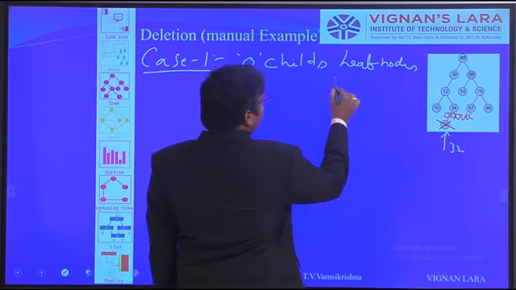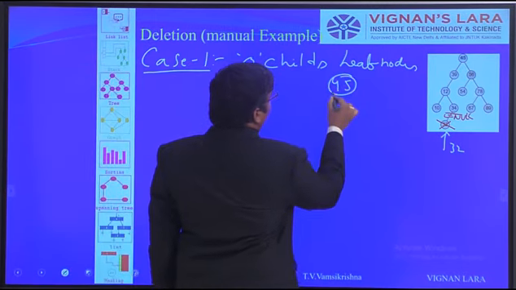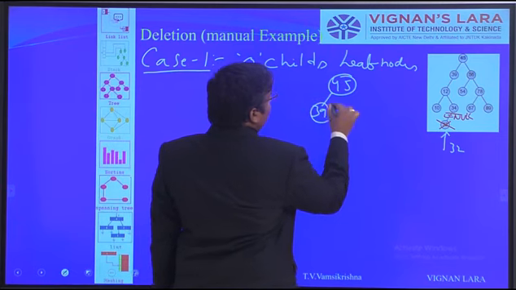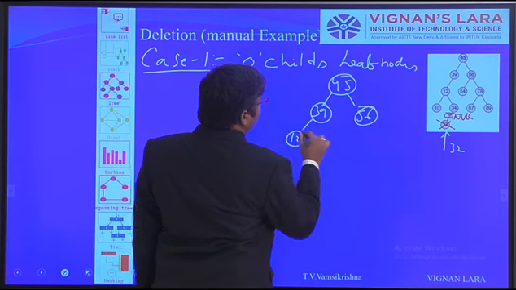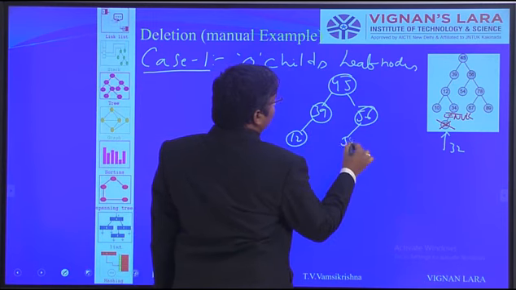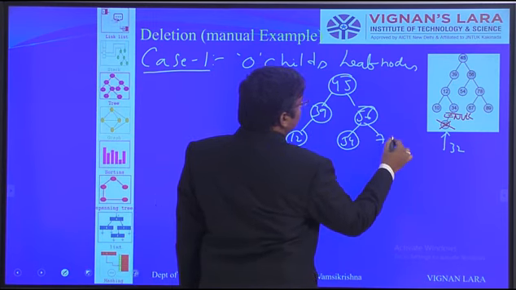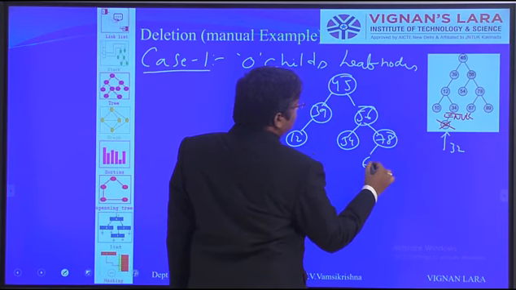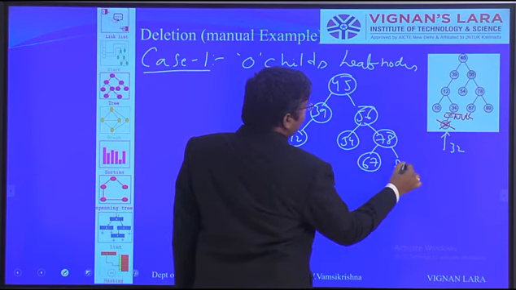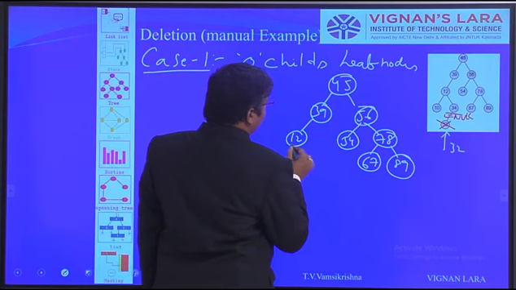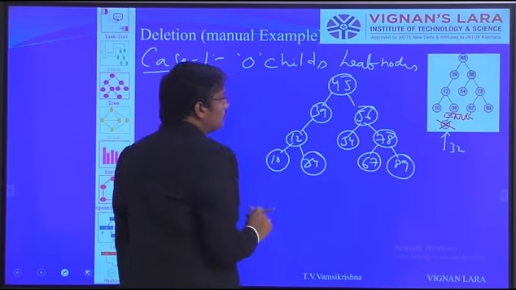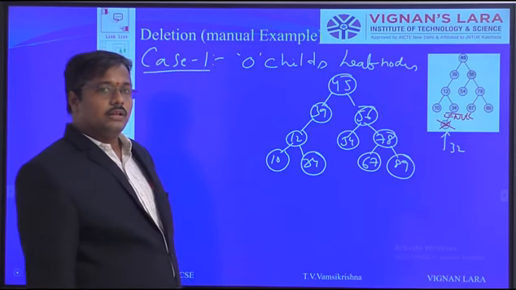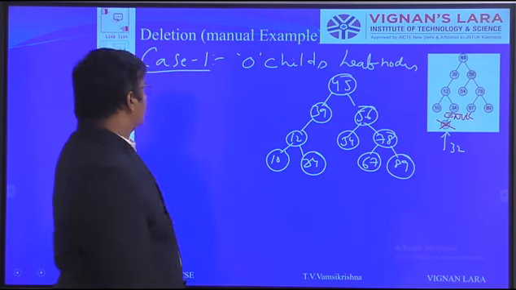At that time the resultant tree is 45, 39, 56, 12, 54, 78, 67, 89, 10, 34. This is the resultant tree.